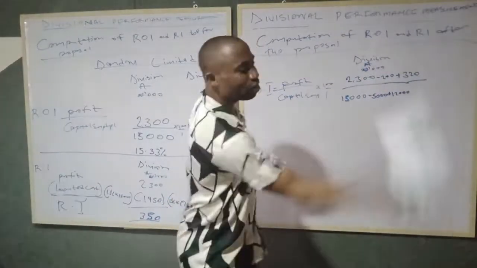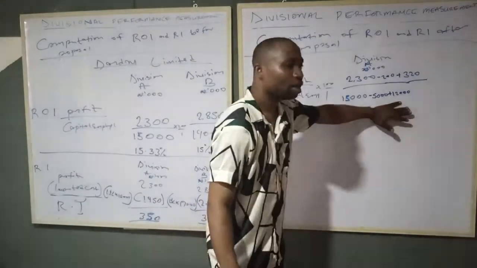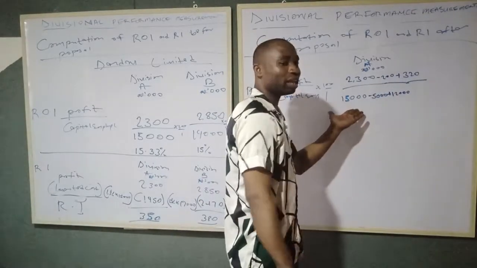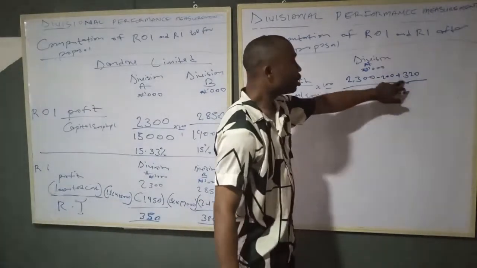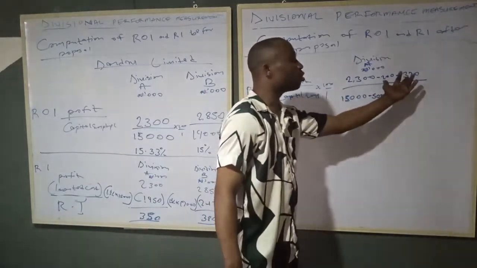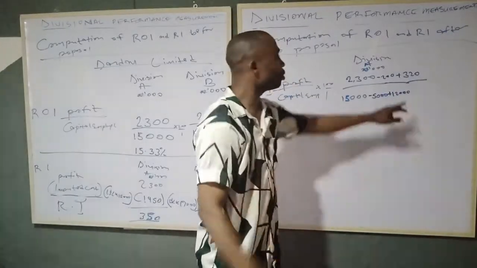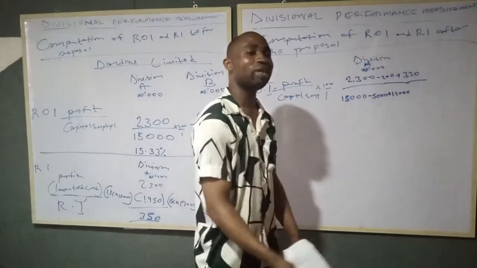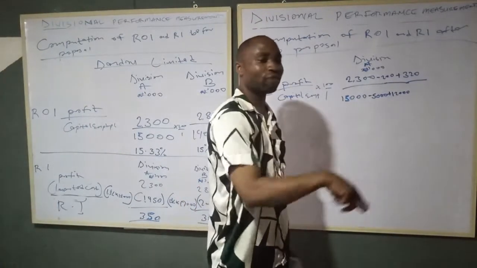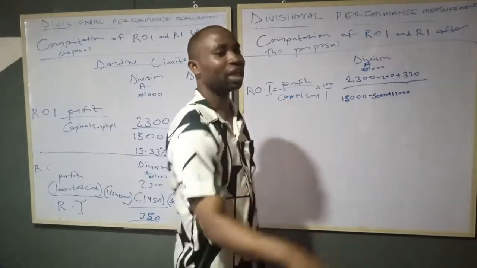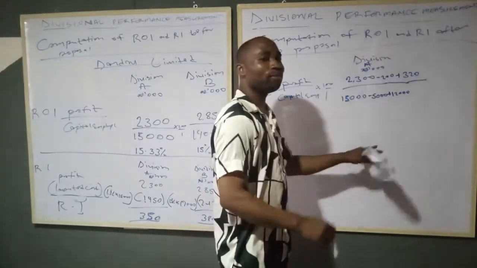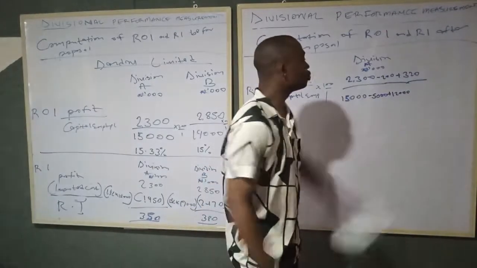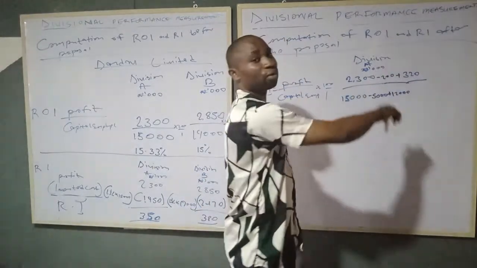Then we bought another machine at 12 million naira. That means we add it back to our capital employed. Our capital employed has been increased again. And that 12 million naira will be generating profit of 8% of sales. That machine will be generating sales of 4 million naira, and the profit from that 4 million naira is 8%. So when you calculate 8% of 4 million naira, it will give you 320,000. That means we are going to add it back to the profit.